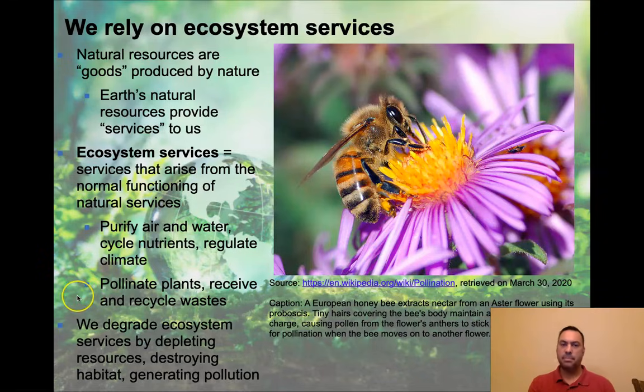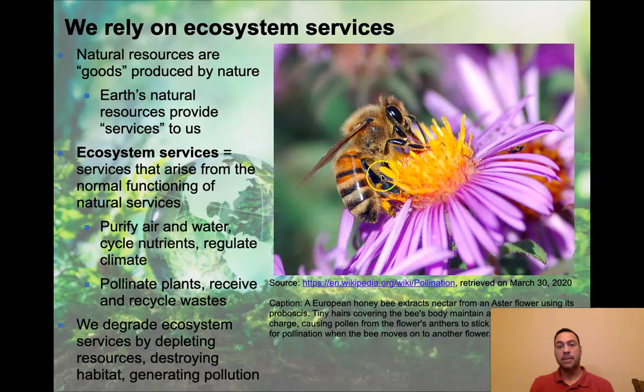But they also pollinate plants. We're going to get into what pollination is a little bit later on. Pollination is a really, really important part of the ecosystem. It's an ecosystem service that is extremely crucial, not just to humans, but to all of the other plants around us. And they receive and recycle waste. Now, we degrade ecosystem services by depleting the resources and by destroying their habitat and generating pollution.